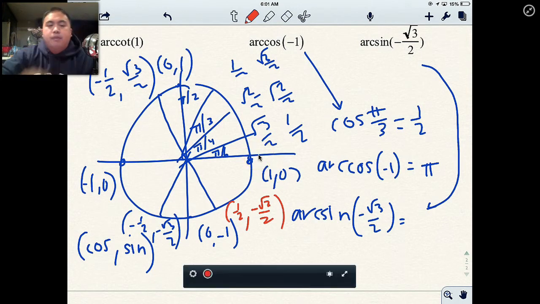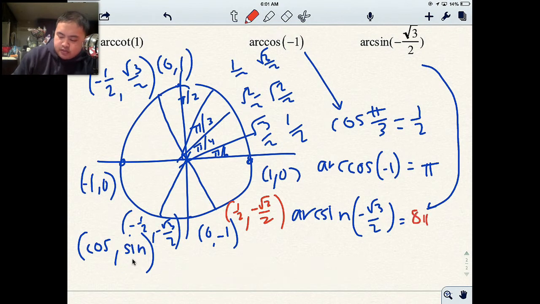If you forgot, remember I can just go around the circle. This is pi over 6. This is technically 2 pi over 6. And then this is 3 pi over 6. This is 4 pi over 6. This will be 5 pi over 6 that I didn't draw. And this is 6 pi over 6. Over here will be 7 pi over 6. And this one right here is going to be 8 pi over 6.